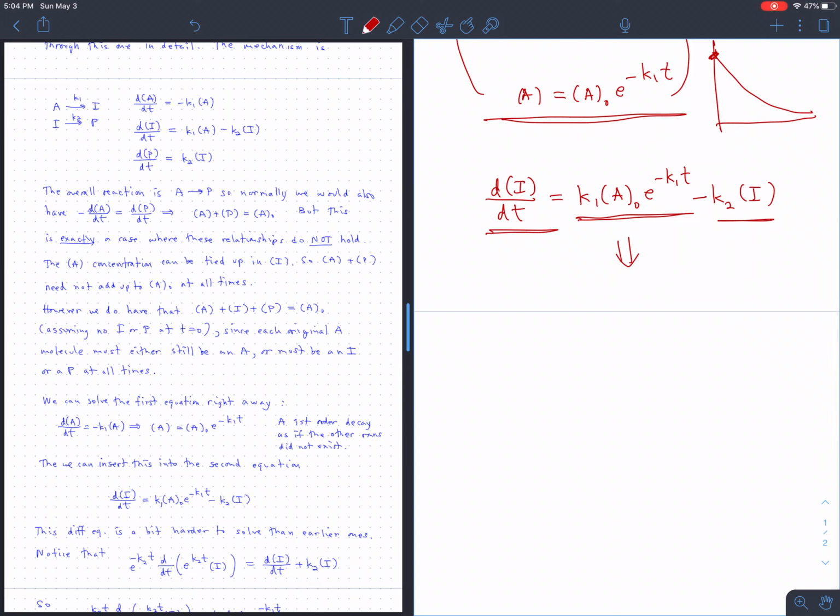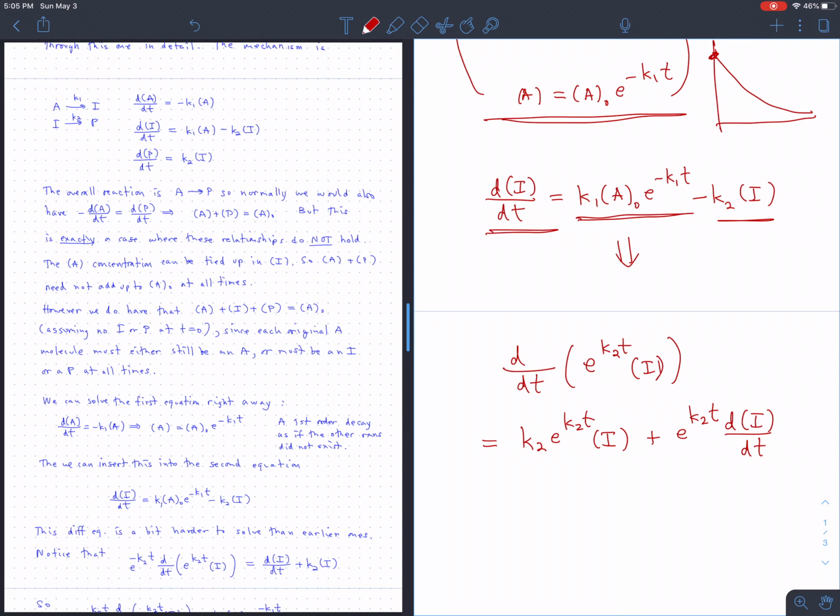First of all, let's note the following. If I take the time derivative of the following quantity, e to the K2t times I concentration, then that's equal to, just taking the derivative, K2 e to the K2t times I plus e to the K2t times dI dt.